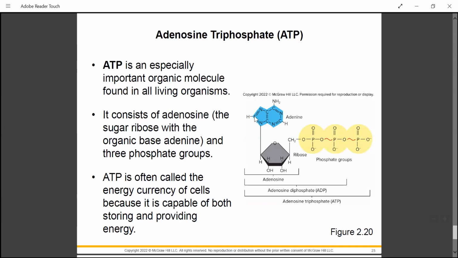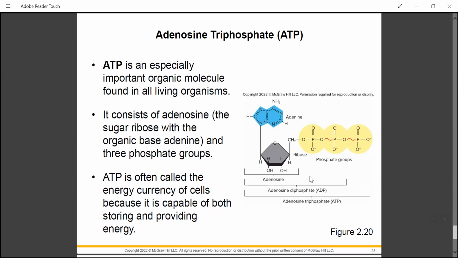So you'll see here it consists of our adenosine or our adenine base. So adenosine is our sugar, our ribose sugar, and our base adenine. So that's our adenosine. If you kind of follow this, we have adenosine is just this section. So our ribose and our adenine, that's adenosine.